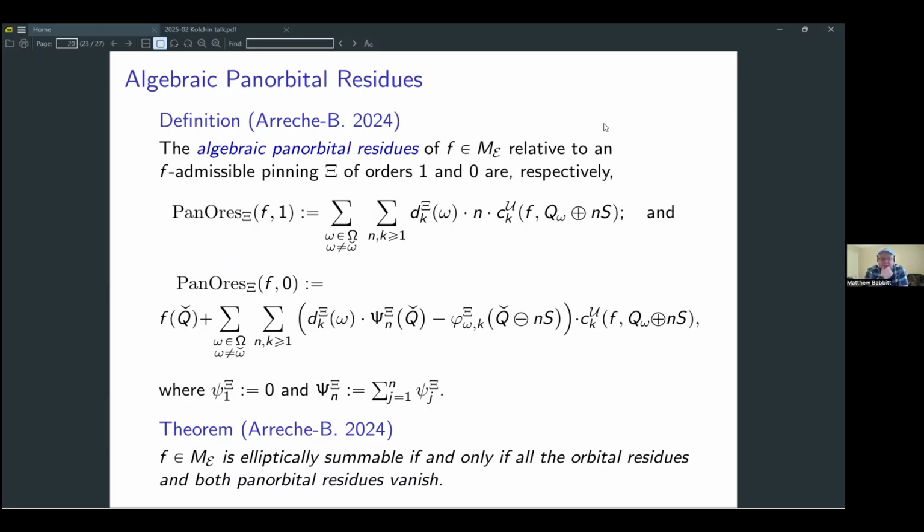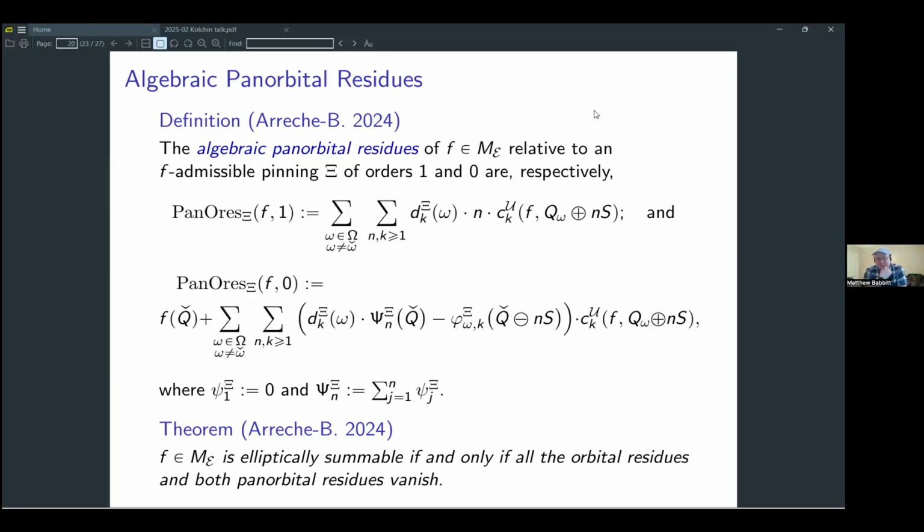So the pan-orbital residue of order 1 is this sum, once again twisted by this factor n. So it actually looks quite similar to the analytic pan-orbital residue. The 0th order pan-orbital residue has a much larger expression. And with these things, we are now able to show that an elliptic function f is summable if and only if all the orbital residues and both pan-orbital residues vanish. This is the complete obstruction to elliptic summability.